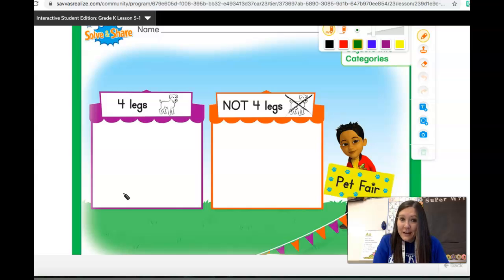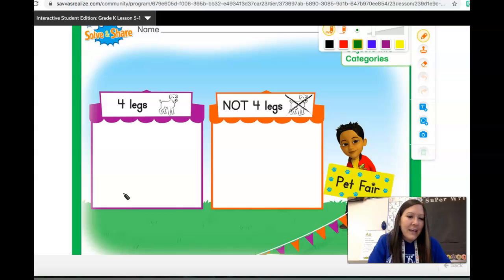Draw pictures of 5 pets. Where should you put them? And how do you know you put them in the right tent? That sounds really tricky, but kindergartners can do hard things, right?